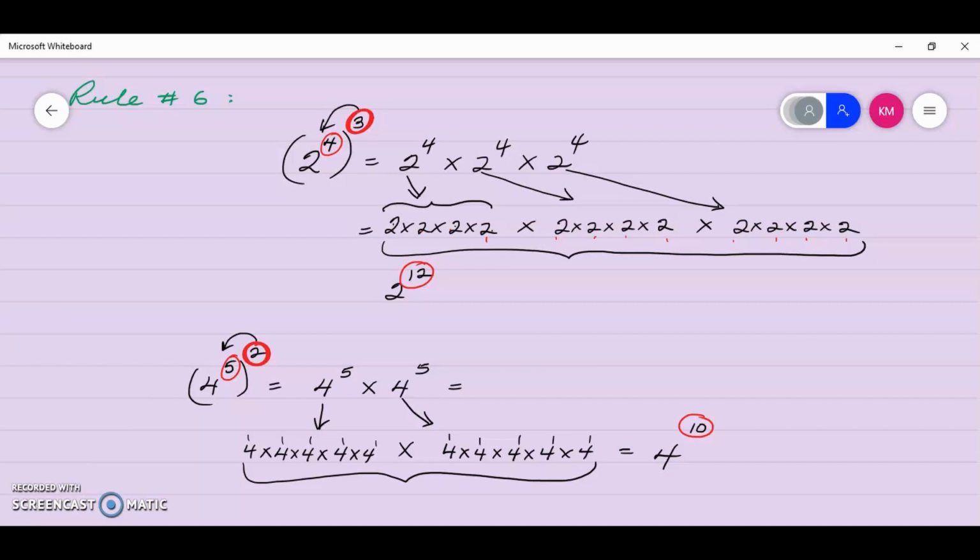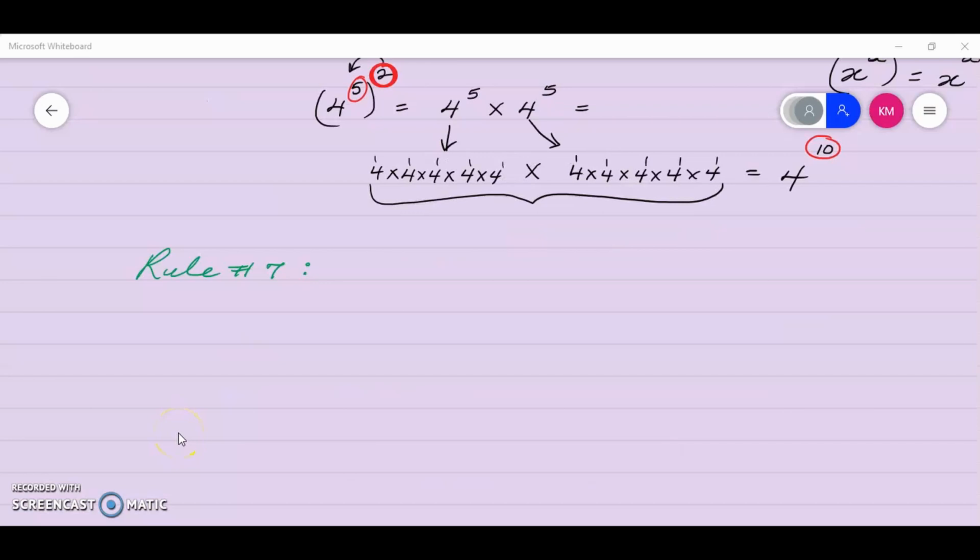So let's write our general rule for rule number 6. If I have x being any number for our base, and it is raised to a power a, and that now is raised to another power, let's say b, what we must do is we put back our base and we simply multiply our powers. So we get x to the power a multiplied by b. So that's our rule number 6.